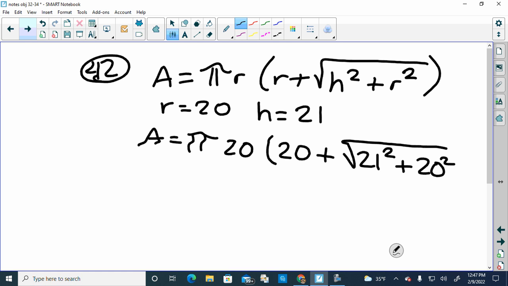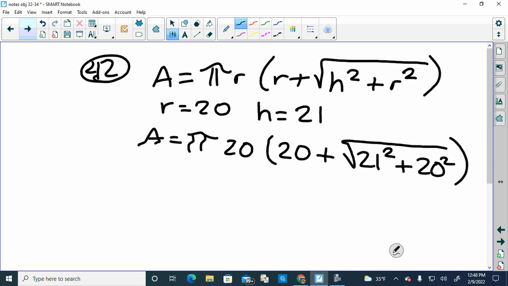So we really need to know our order of operations. Like, what do we solve first before we start doing square roots and stuff? So parentheses is always the first thing in order of operations. Well, we have multiple things happening in parentheses. So the next thing is exponents. Well, we have exponents. So that means we've got to simplify this 21 squared and this 20 squared first.